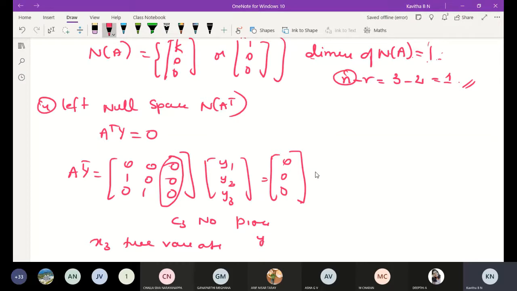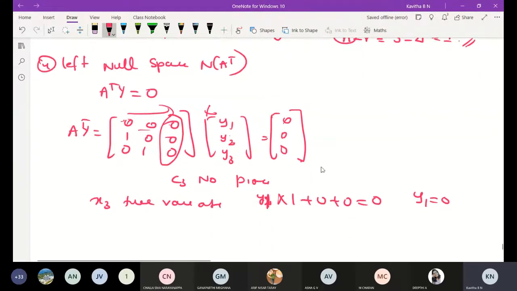Here y1 is 0, y3 is 0. First row, first column: y1 into 0 plus y2 into 0 plus y3 into 0, 0 only. The next row: y1 into 1 plus 0 plus 0 is equal to 0, means y1 is 0 here. Similarly, third row and first column: y1 into 0 plus 1 into y2 plus 0 into y3 is equal to 0, means y2 is equal to 0.